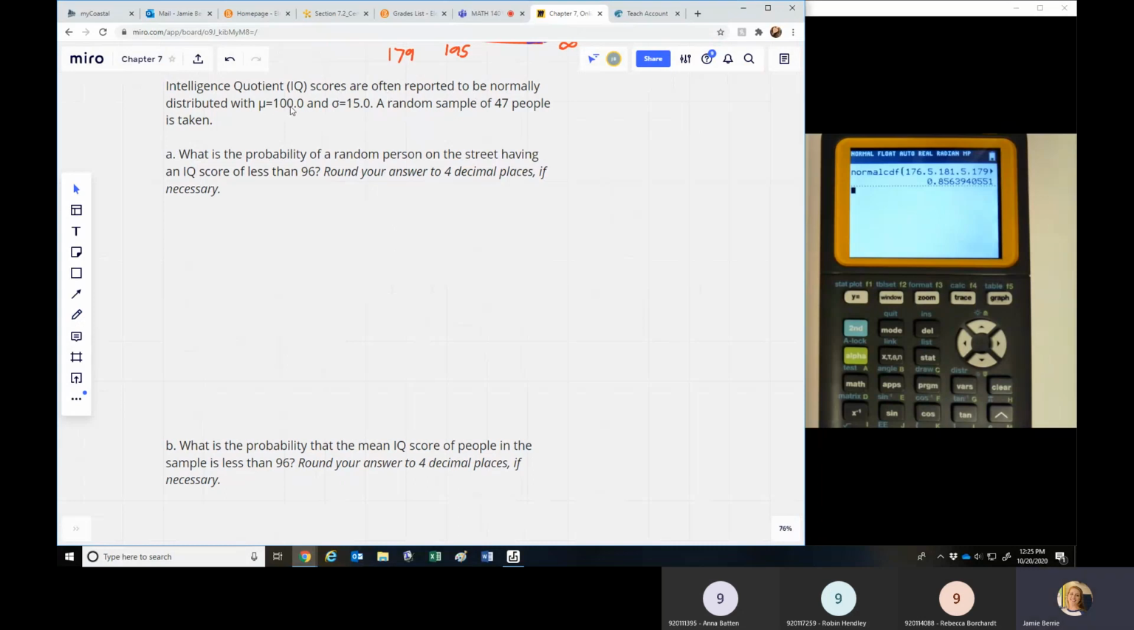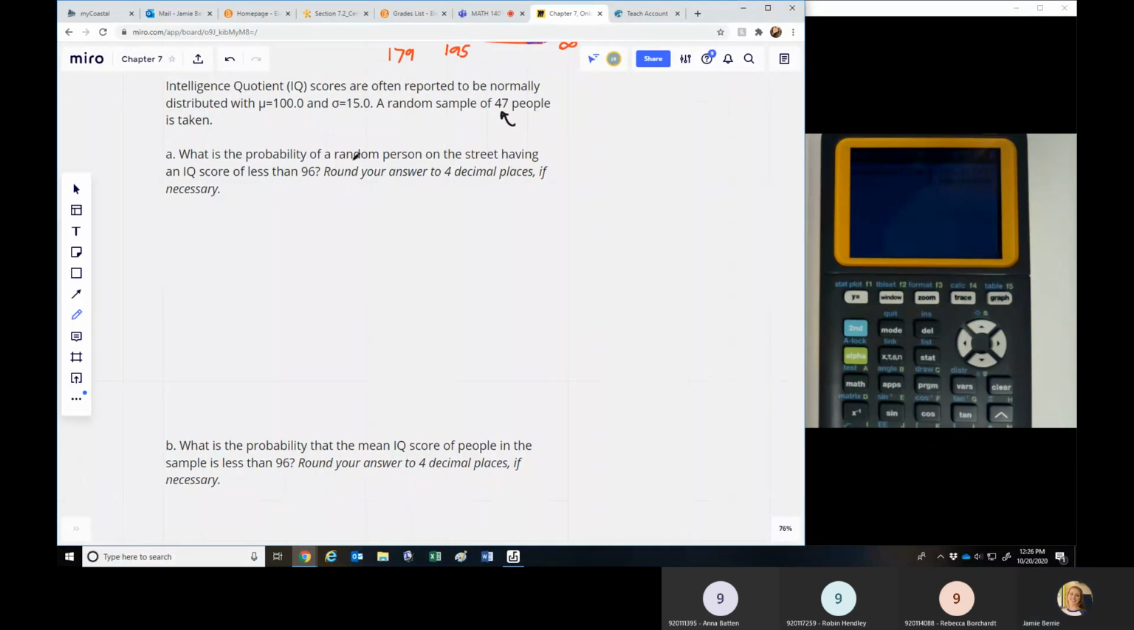with a mean of 100 and a standard deviation of 15. A random sample of 47 people is taken. All right, so our sample size is definitely big enough. It's definitely bigger than 30. Mean is 100, standard deviation is 15. All right, so read this question carefully. What is the probability of a random person on the street having an IQ score of less than 96?